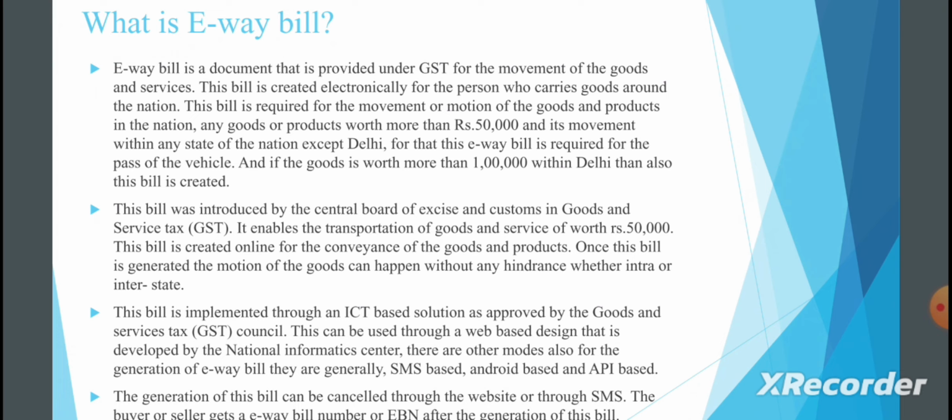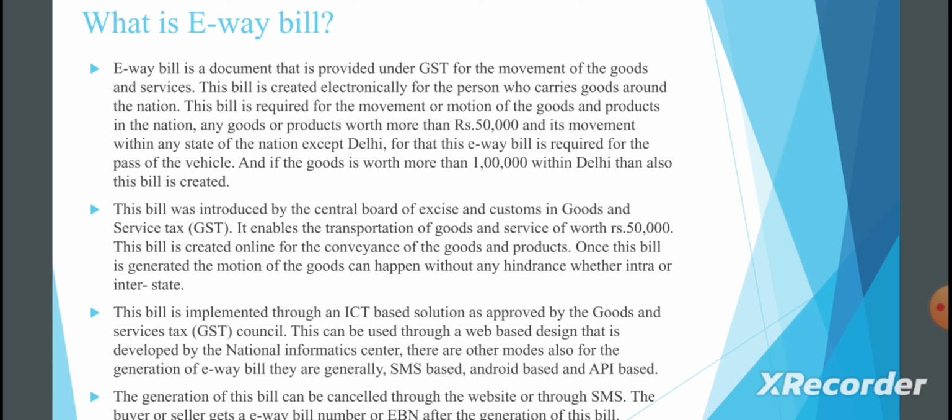E-way bill is a document that is provided under GST for the movement of goods and services. This bill is created electronically for the person who carries goods around the nation. This bill is required for the movement of goods and products in the nation.